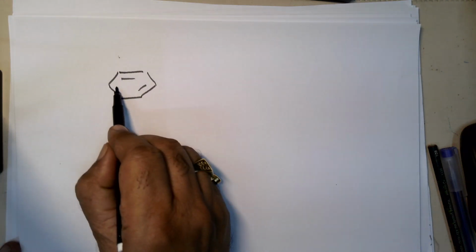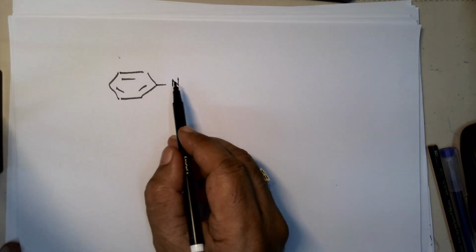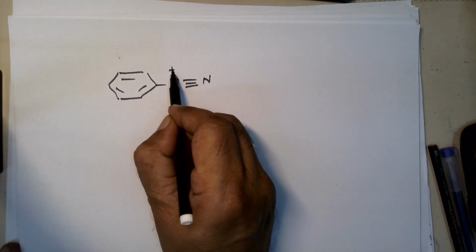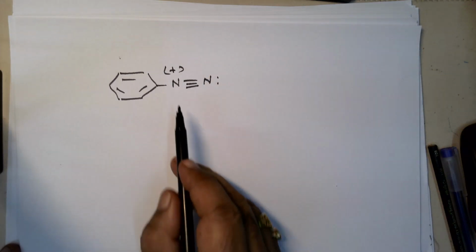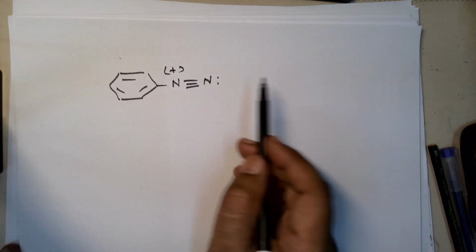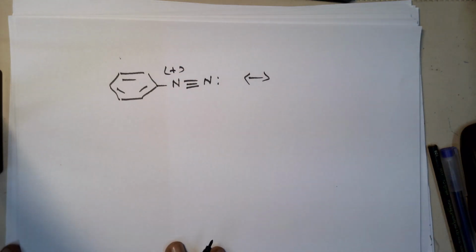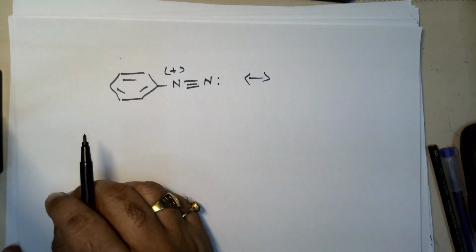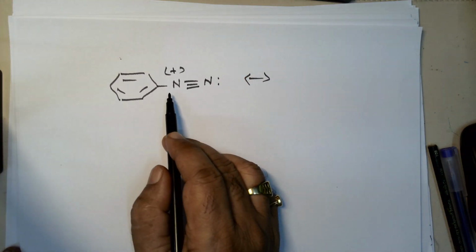So let us have the benzene structure like this. Now you have N triple bond N, with a plus here and a minus here. This is called benzene diazonium cation. And when you combine it with chlorine, it becomes a diazonium chloride. This can undergo a reaction like this.